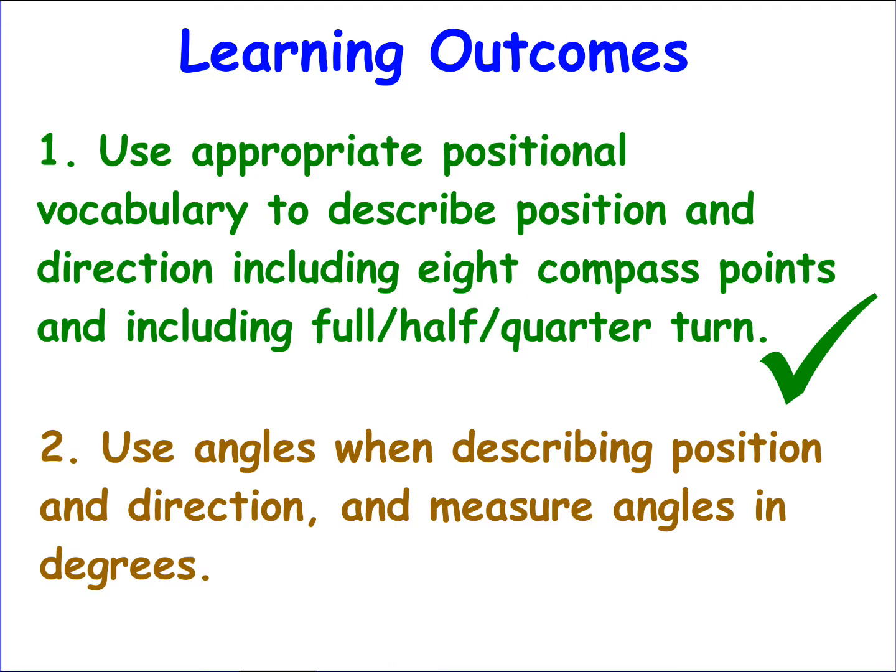And that completes our first learning outcome, to use the appropriate positional vocabulary to describe the position and direction, including the 8 compass points and including full, half and quarter turns. Now we need to move on to our second learning outcome, which is using angles when describing position and direction, and measure the angles in degrees.